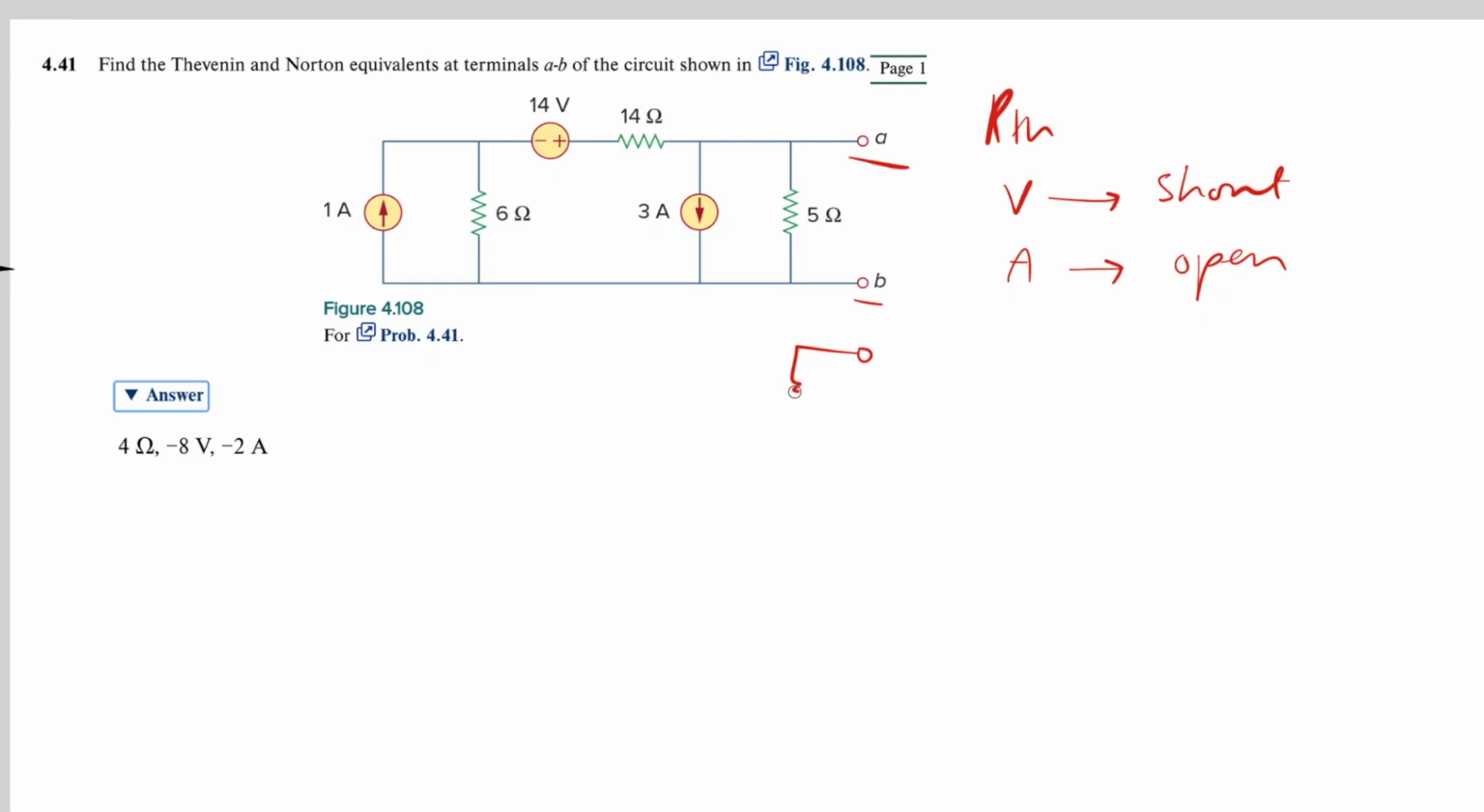If we redraw, this 5-ohm resistor is not going to be affected. This source would be affected and it would be open, an open circuit here, which means there's no longer this branch as part of the circuit. Then what's next? 14 ohm. And this, if we turn it off, it's going to be a short, so just a wire. And then we have the 6 ohm, and then this will be open, so this branch is no longer here. This is 6 ohm.